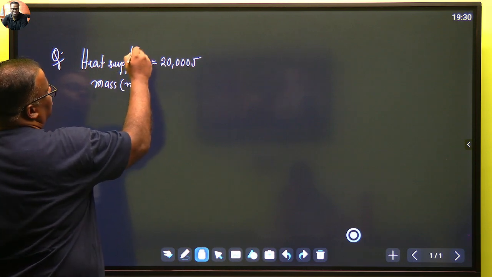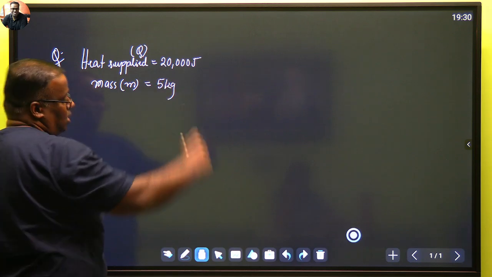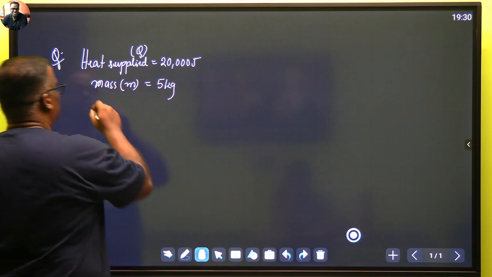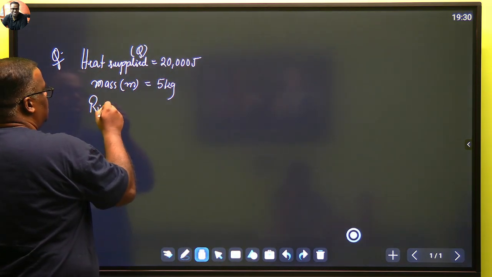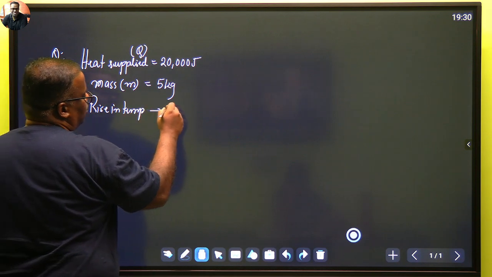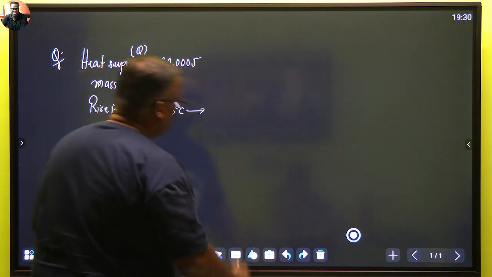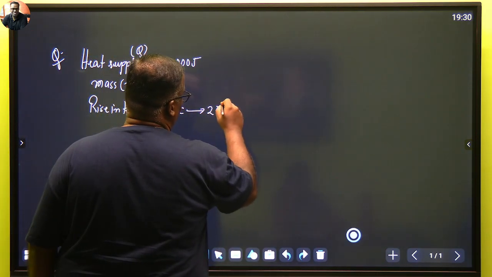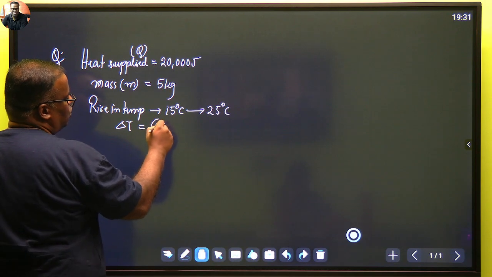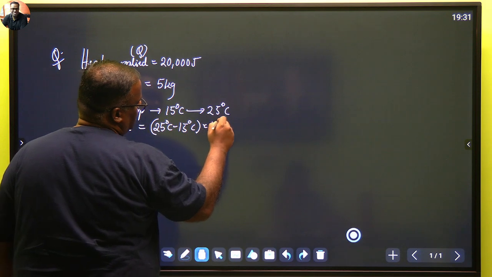Heat supplied is what, beta? Q. M is equal to 5 kg. Everything should be in SI units. Its temperature rises from 15 degrees Celsius to how much? 25 degrees Celsius. So our delta T is equal to how much, beta? 25 degrees Celsius minus 15 degrees Celsius, which is 10 degrees Celsius.